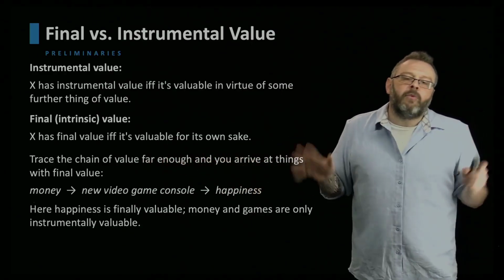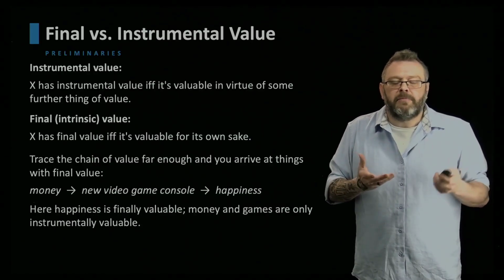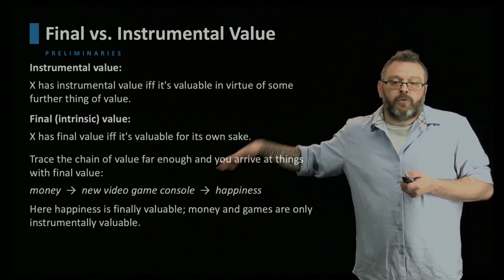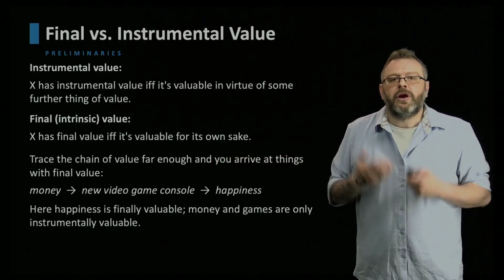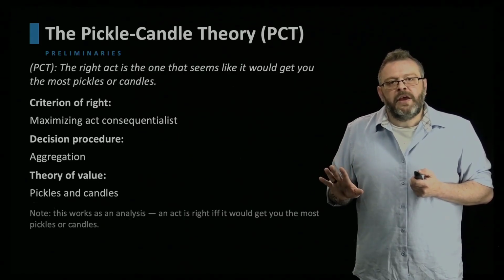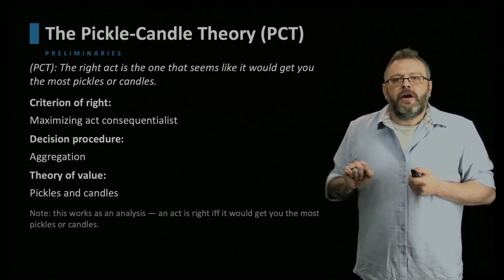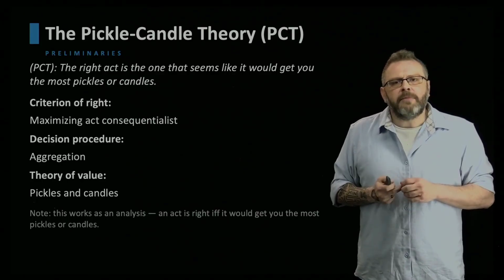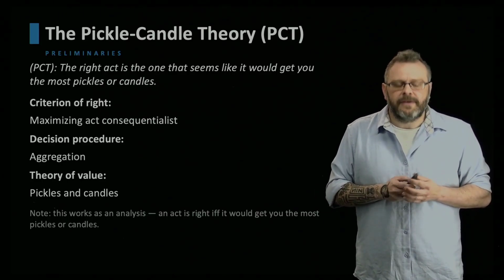Now, this isn't the only way to figure out what has final value, and there's lots of debate about if there even is such a thing, but if we're going to have a theory of value, this is one sort of intuitive approach to getting there. So what we're going to do is we're going to have an actual example of a terrible, terrible consequentialist theory that I'm calling the pickle candle theory, or PCT.